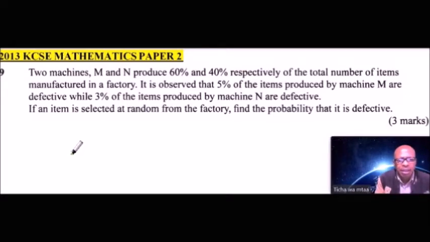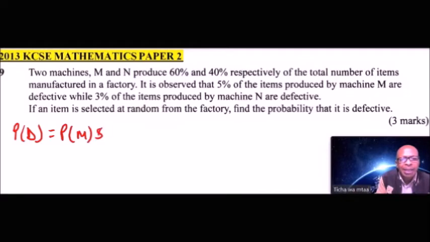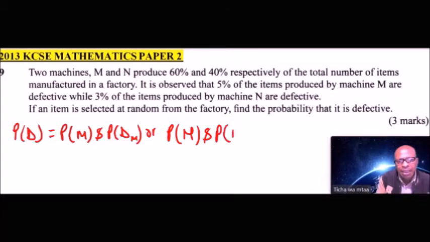So let me start with the first one. We'll say the probability that an item is defective, we can use that D, is equal to either the product is produced by machine M and it is defective, the probability that it is defective when it is produced by M, or the product is produced by N and it is defective, the probability that it is defective when it is produced by machine N. I'm using Dn to represent defective while produced by N, and Dm defective if it is produced by machine M.